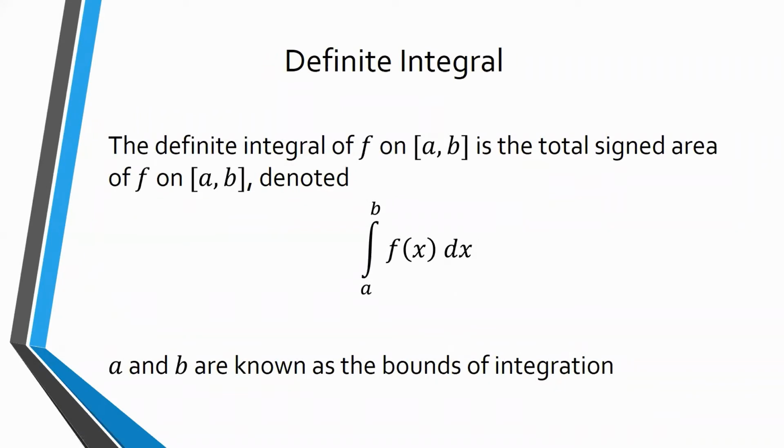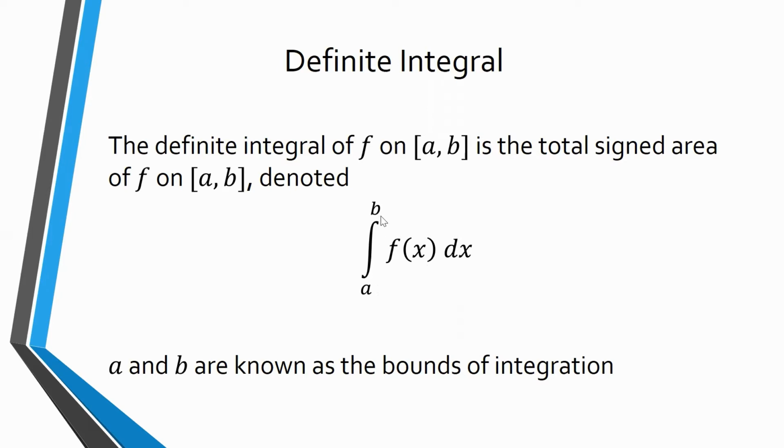The concept of that signed area leads us to the idea of the definite integral. The definite integral of function f on closed interval from a to b is the total signed area of f on a to b. We denote this in a similar fashion that we did the indefinite integral. So we take this integral sign, which looks like a big long S, f of x with respect to x.